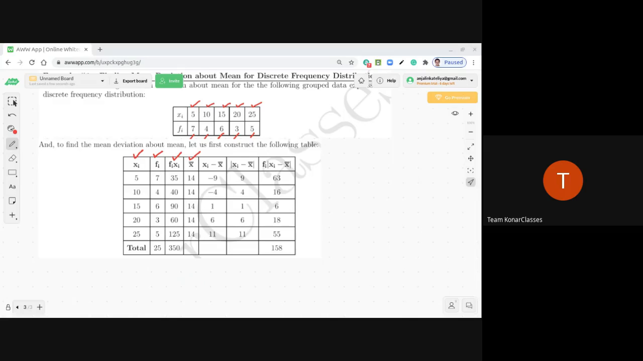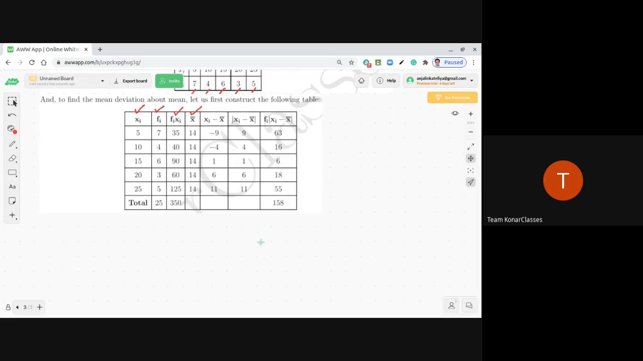So what we get is the sum of fi into xi by n, so 350 by 25, that becomes 14, and that becomes the mean. Correct, dear students? I hope all of you got what I'm speaking about. Yes, sir. Okay, great. Thanks for the confirmation.